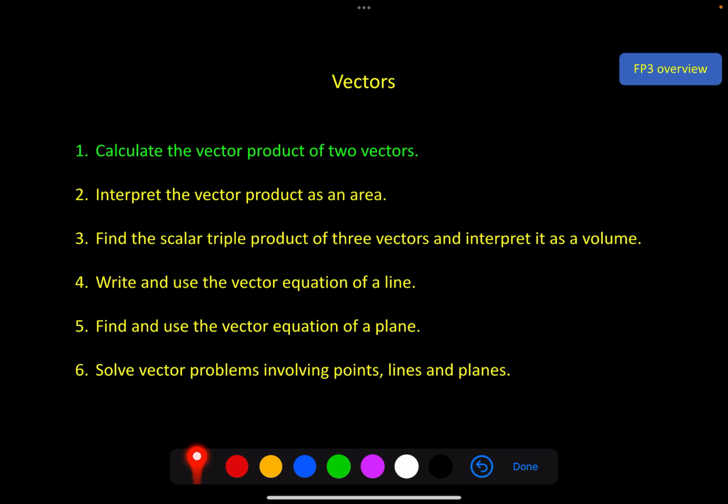Okay, we've got 6 videos in this chapter. The 6th one is quite chunky because it does a lot of problem solving in different types of problems between points, lines and planes, but the other videos are not too bad. In this video we'll look at the vector product, we'll define it and use it. Then in the next one we'll interpret that as an area, the scalar triple product and its interpretation. Then we'll look at the different ways of writing equations of a line, specifically the vector equation and the vector equation of a plane, and then that chunky one on the end, putting it all together, solving lots of different types of problems. So in this video, the vector product of two vectors.